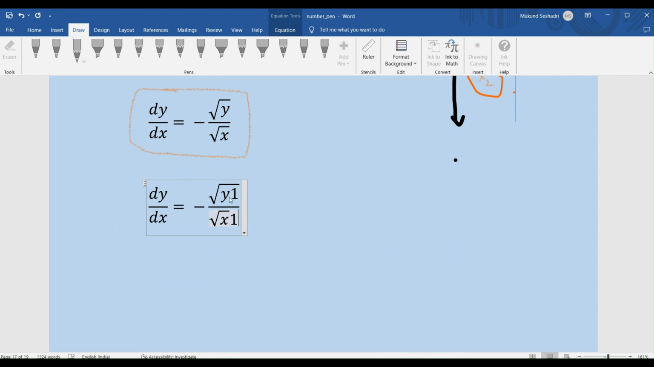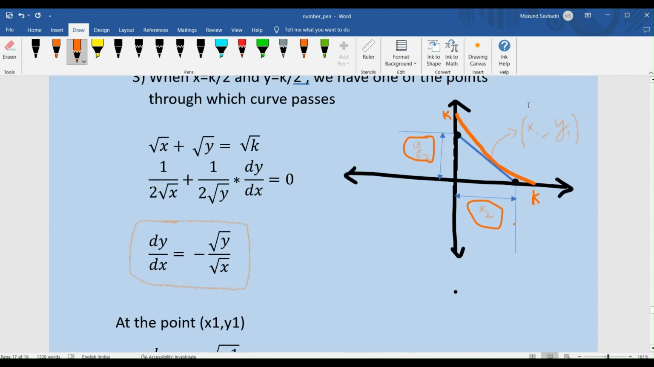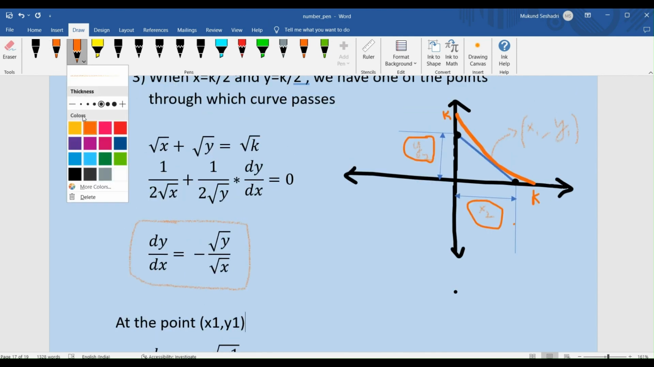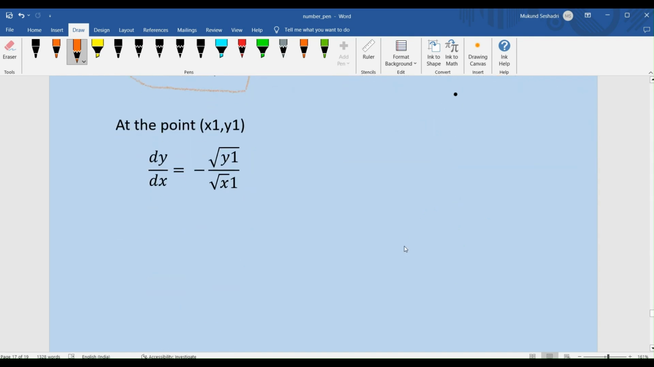Y1 divided by x1, right? At the point x1 comma y1, which is nothing but these points where the curve is passing through. These points, what I've highlighted here, what I've marked, right? So let's go back to solving this problem.